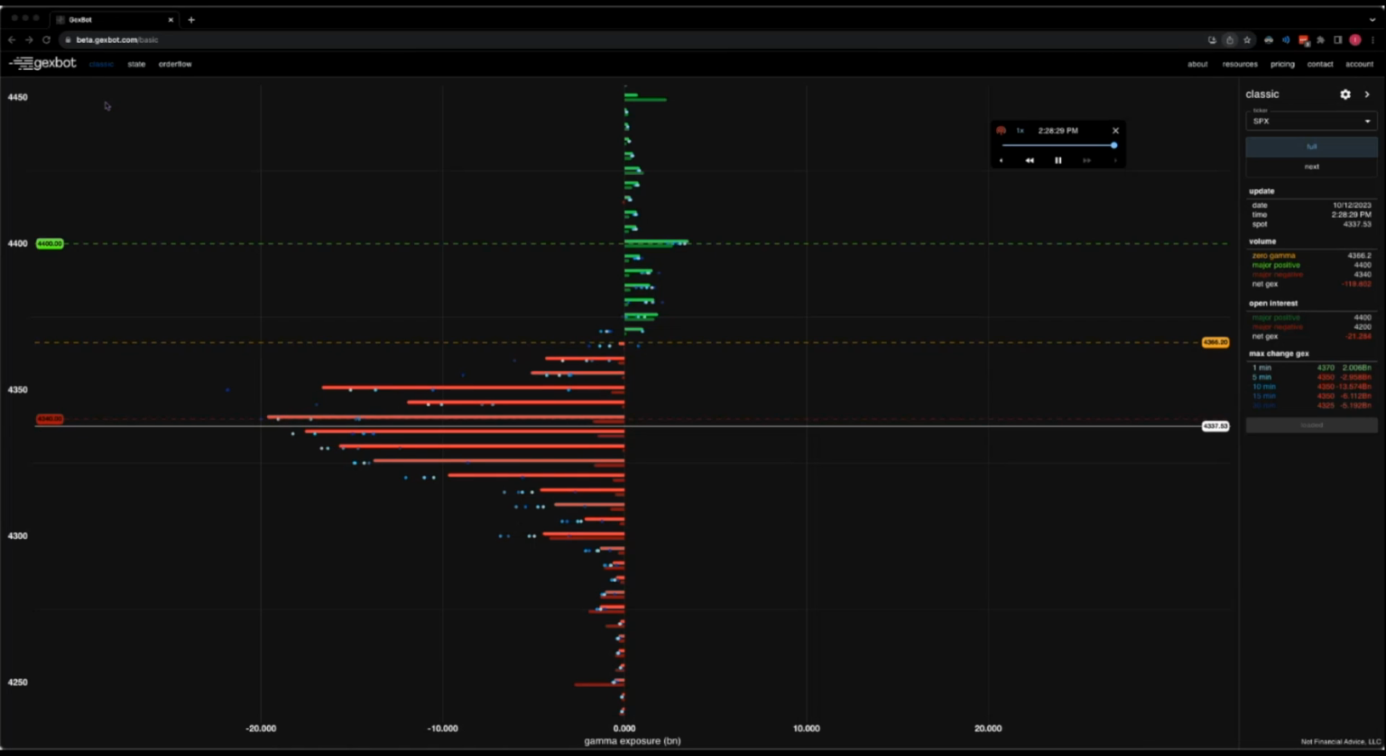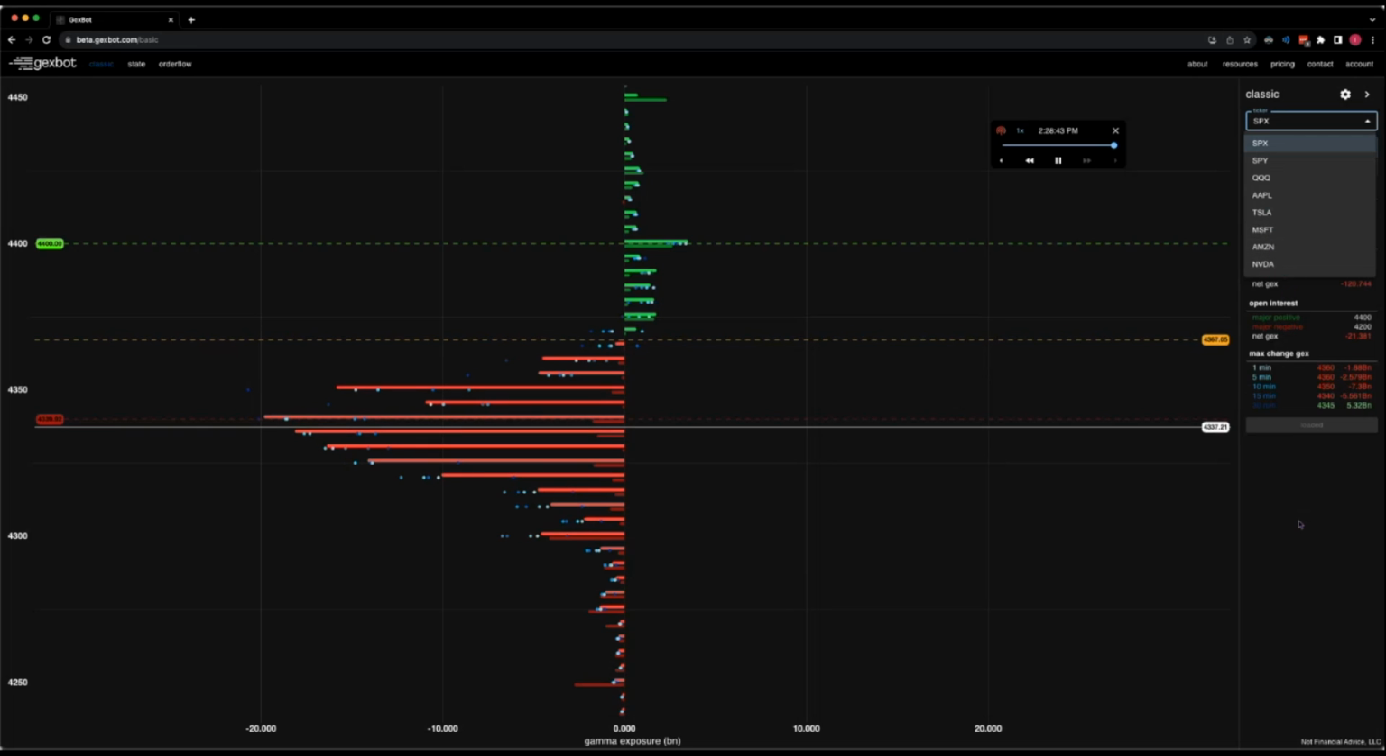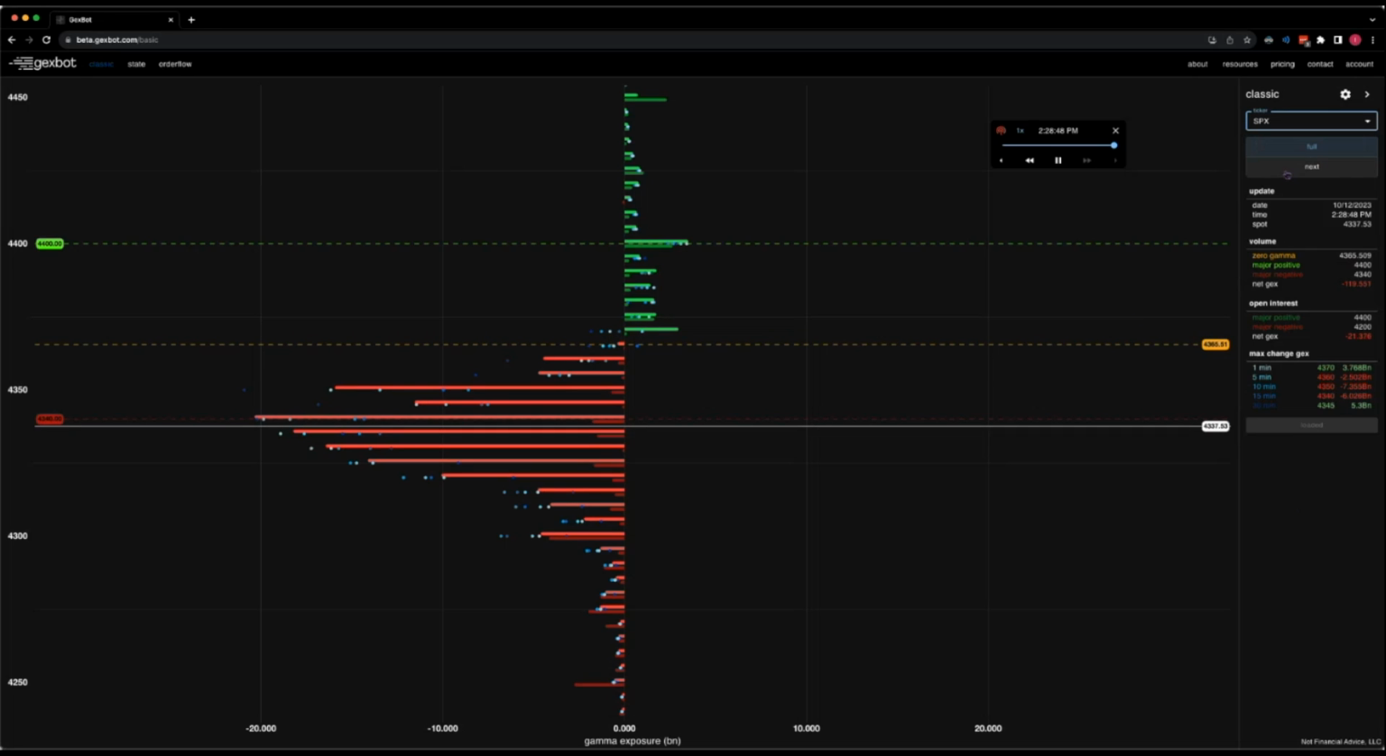One thing I want to mention before we move on is that even GEXbot Classic has multiple tickers. These are the tickers offered right now, and this will carry over through the other packages, right? SPX, SPY, QQQ, Apple, Tesla, Microsoft, Amazon, NVIDIA. It's basically certain that we're going to continue adding tickers. We're just trying to prioritize tickers that have high options volumes in which options control a lot of the flows, because we want this information to be as actionable as possible.